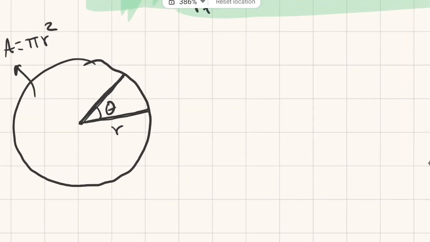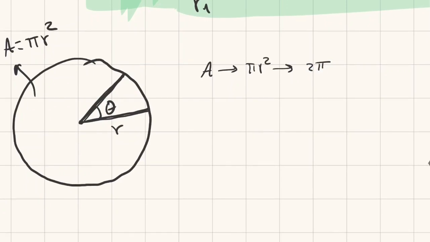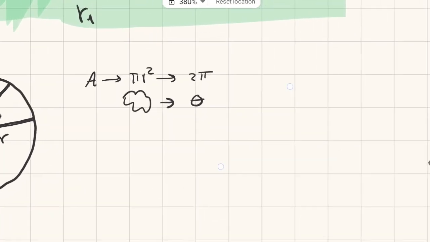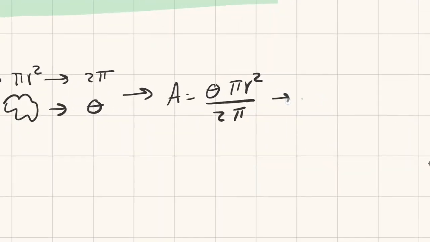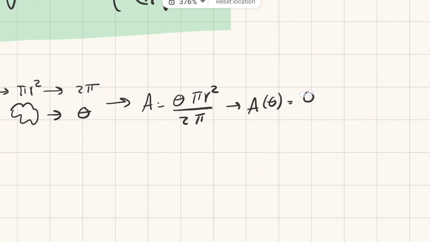Well, we know that, for example, if the total area of the circle corresponds to pi r squared, that corresponds to 2 pi. Well, we wonder what is the area corresponding to an angle theta, right? So just by the multiplication rule that you all know, we will get that this area is equal to theta pi r squared divided by 2 pi. And then this area of theta is equal to, well, theta r squared divided by 2, which is a very well-known formula.